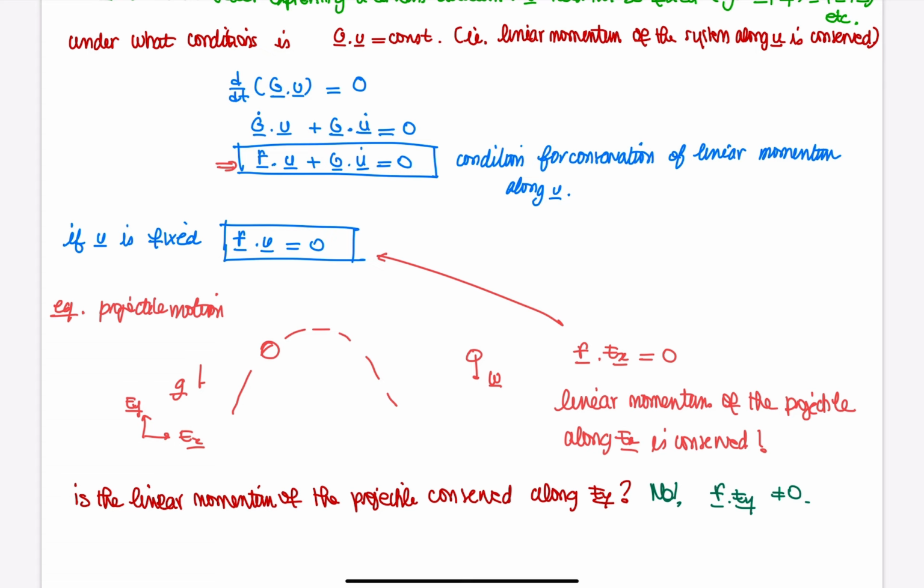Okay, so that was easy because Ex and Ey are fixed. We're going to go through examples later where Ex and Ey are not fixed. In those examples, you have to be careful to apply this more complicated expression, F dot U plus G dot U dot is equal to 0. That's what you need to show to argue that the linear momentum along U that is moving is conserved.